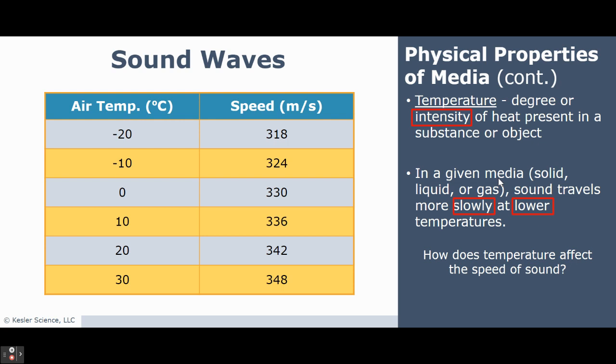So the more elastic something is, the faster the sound will travel. The more dense something is, the faster the sound will travel. And the higher the temperature, the faster it will travel.